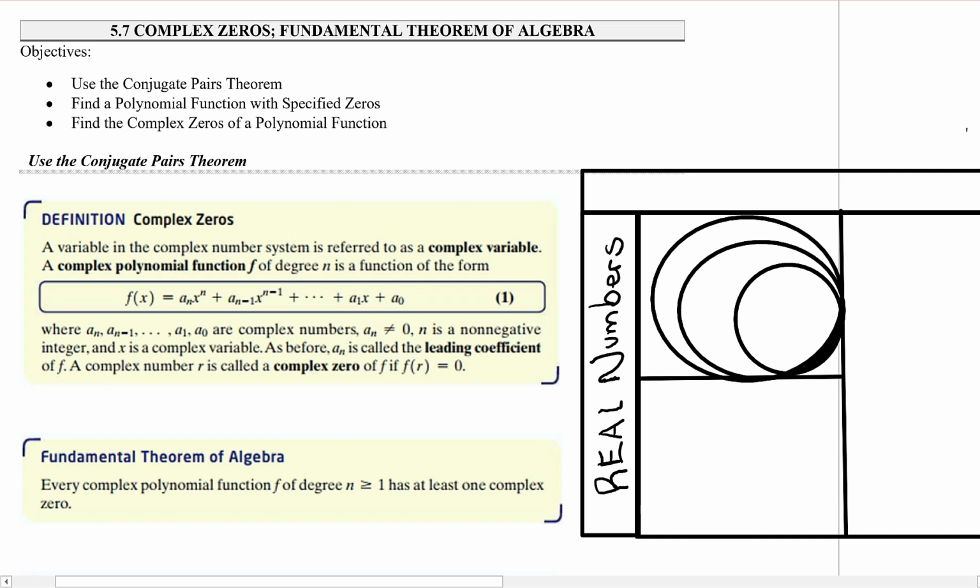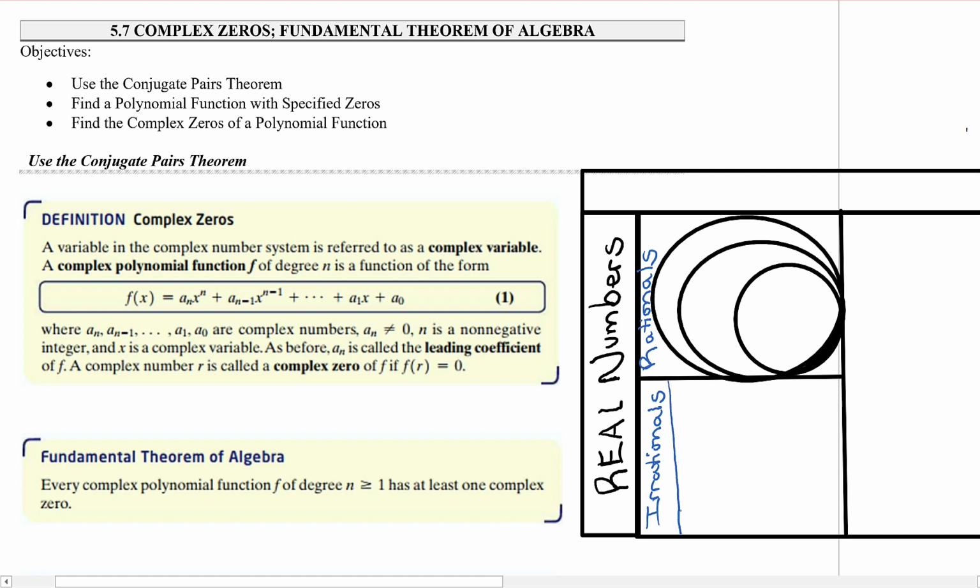Where a sub n, a sub n minus 1, and so on up to a sub 1, a sub 0 are complex numbers, and a sub n is not equal to 0, and n is a non-negative integer, and x is a complex variable. And as before, a sub n is called the leading coefficient of f, and a complex number r is called a complex zero of f if f of r is equal to 0.